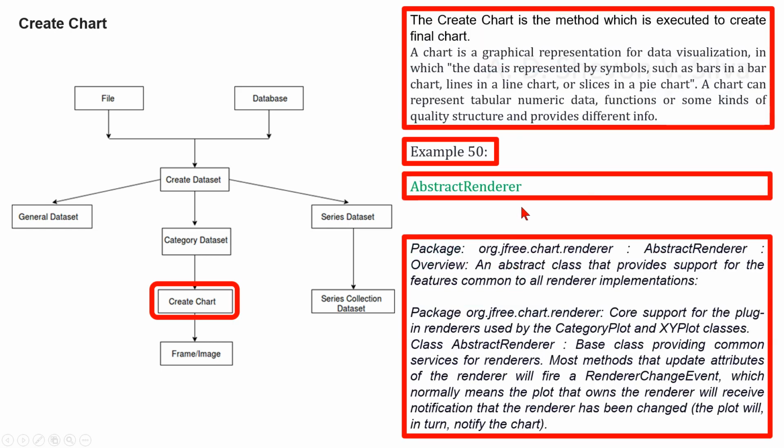Overview in abstract renderer in package org.jfree.chart.renderer, an abstract class that provides support for the features common to all renderer implementations. The package org.jfree.chart.renderer: the core support for the plugin renderers used by the category plot and XY plot classes. Class abstract renderer, the base class providing common services for renderers. Most methods that update attributes of the renderer will fire the renderer change event, which normally means that the plot that owns the renderer will receive notification that the renderer has been changed. The plot will in turn notify the chart.